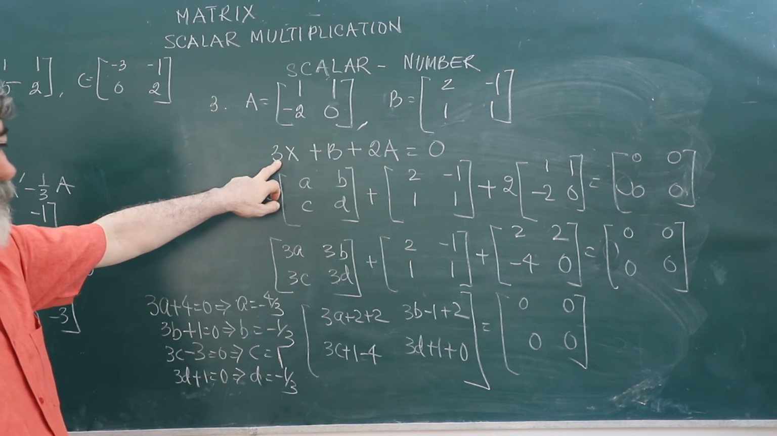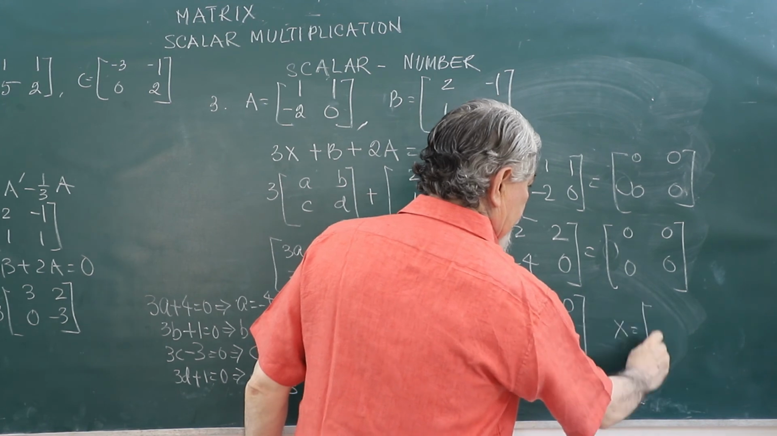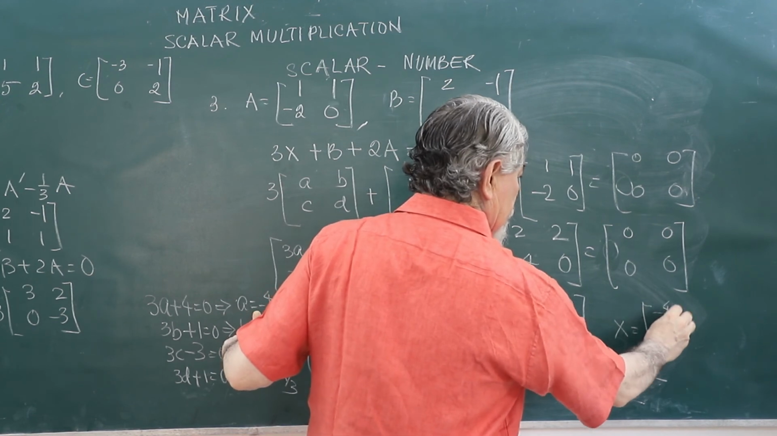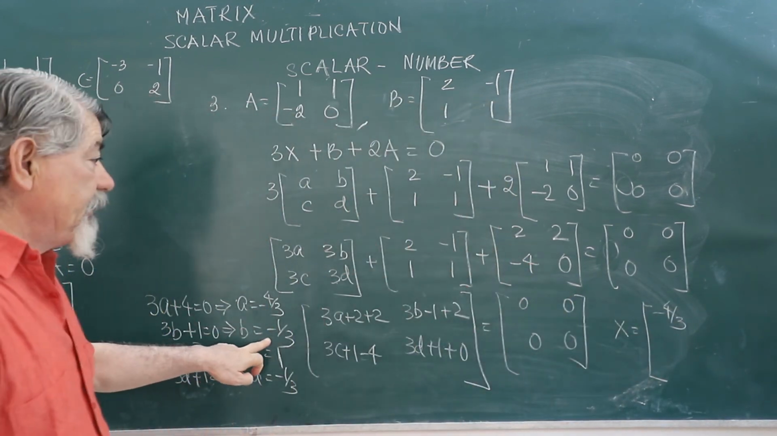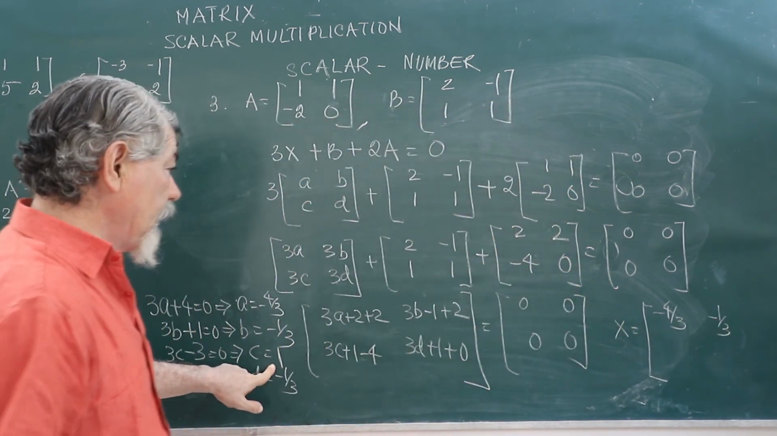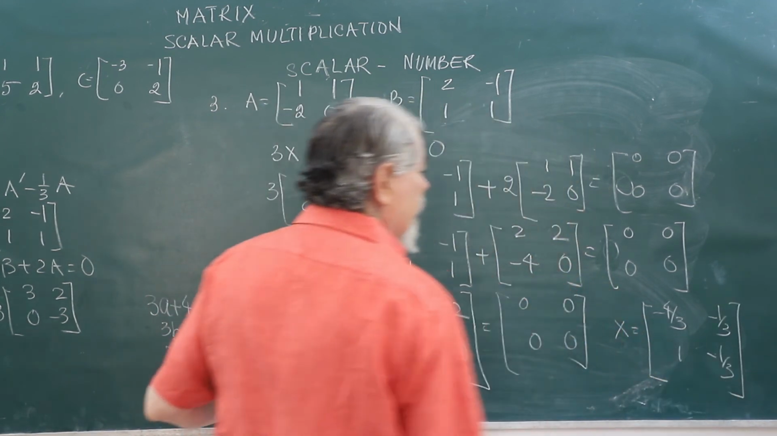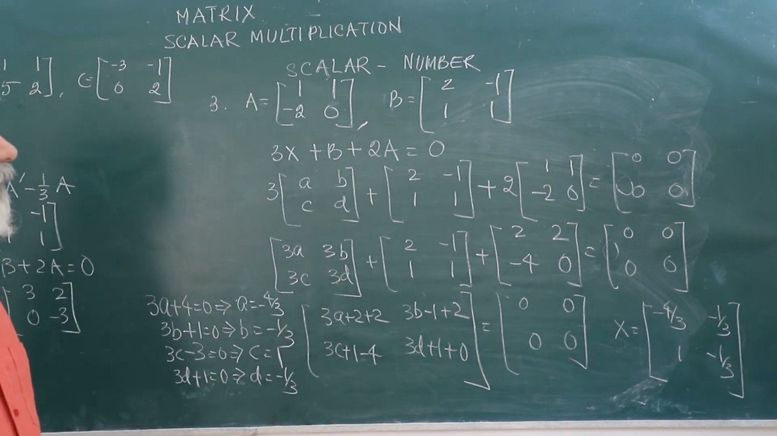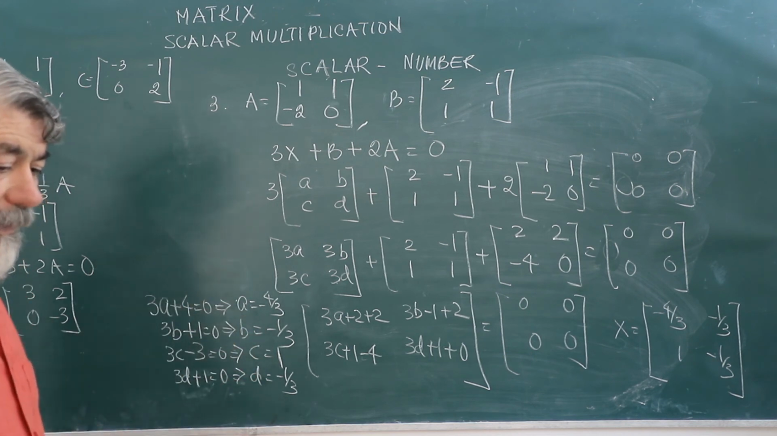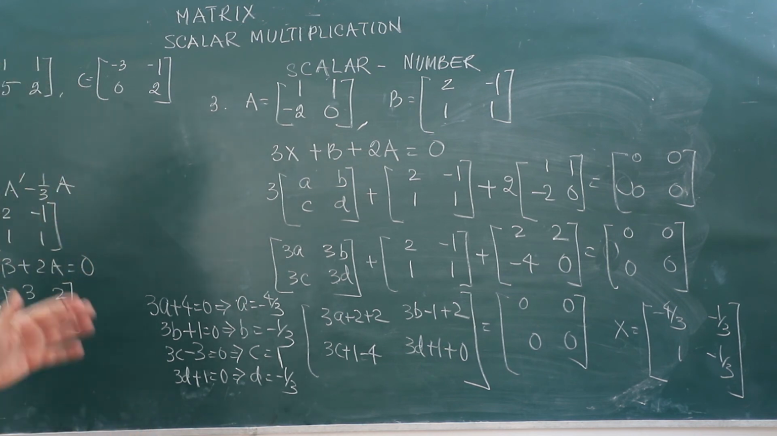So we wanted to find out the value of X. What is going to be X? X was [a, b; c, d]. The value of a is minus 4 upon 3, the value of b is minus 1 upon 3, the value of c is 1 and d is minus 1 upon 3. So we got the value of X as [-4/3, -1/3; 1, -1/3]. So this is the third question.